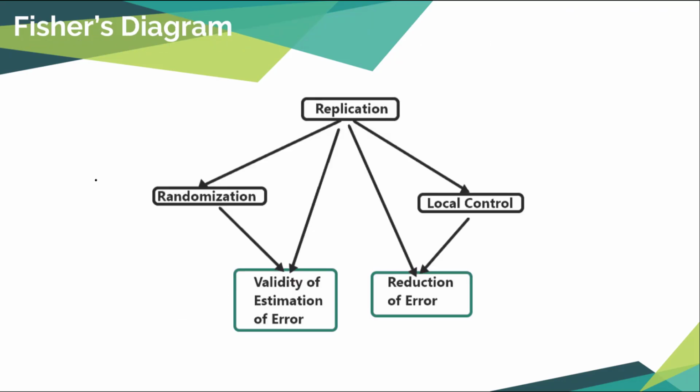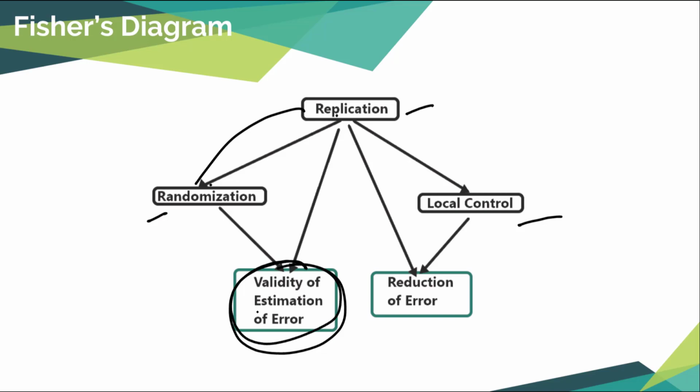So Fisher gives us a diagram that is very useful to memorize the different roles of these three principles. The first one is replication, the next one is randomization, and then local control. So replication and randomization together give us validity of estimates. Together these two principles ensure that your conclusions are valid, right?